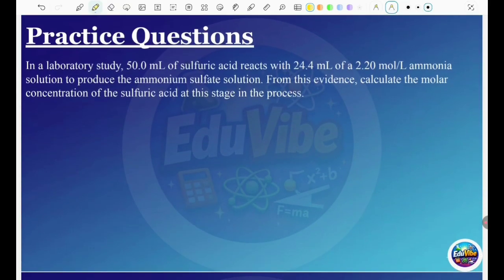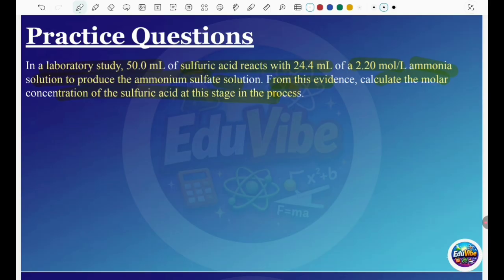The question says, in a laboratory study, 50.0 milliliters of sulfuric acid reacts with 24.4 milliliters of a 2.20 moles per liter ammonia solution to produce an ammonium sulfate solution. From this evidence, calculate the molar concentration of the sulfuric acid at this stage in the process. So we have to find the concentration, which means we are in solutions stoichiometry now.